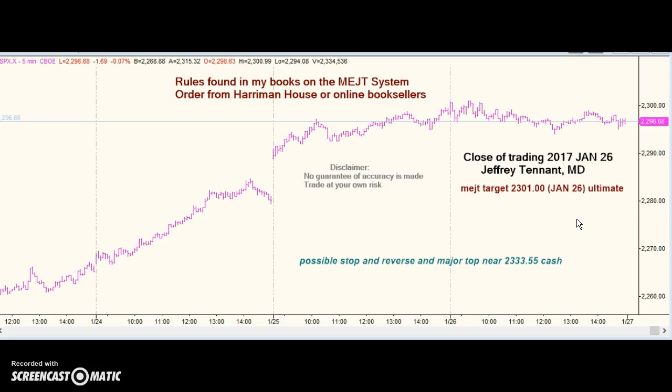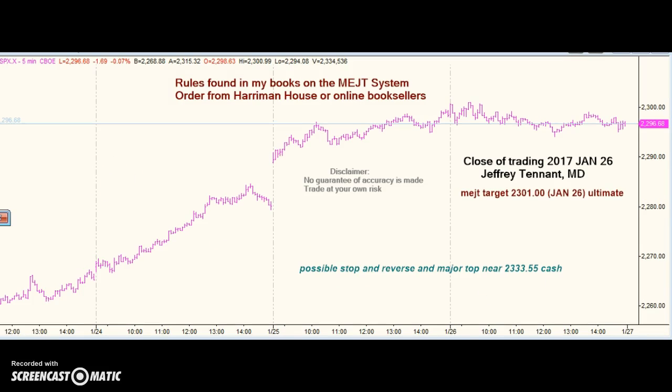I've been looking for a strong reversal. My last attempt to call a top was at 2274.5. That didn't work. So I'm going to try again. Being a stubborn old guy, we're going to try 2333.55. If this one works, it has the potential to be a very major top. Here's the reason.